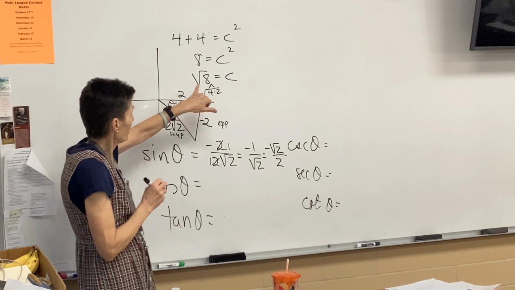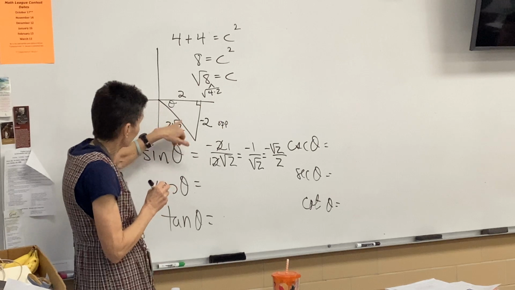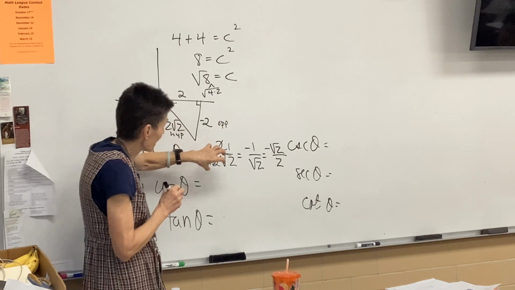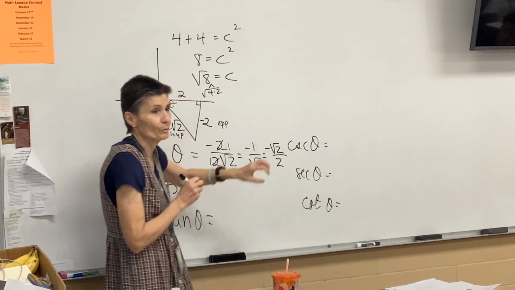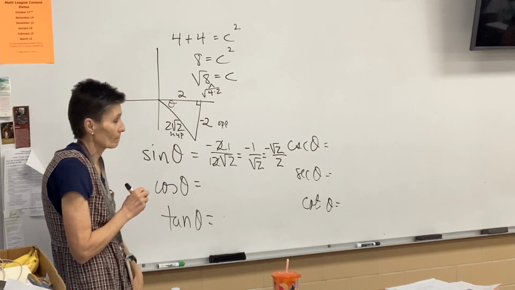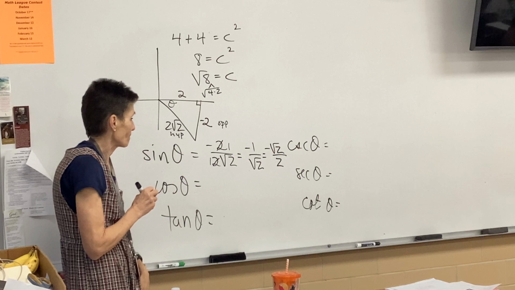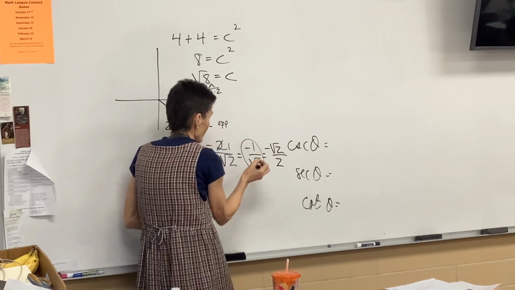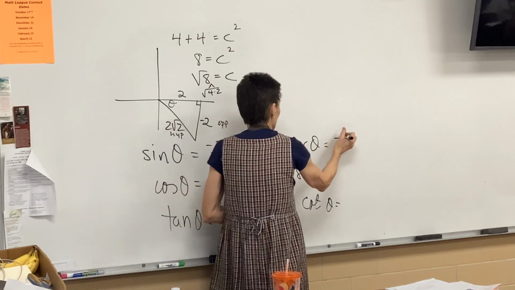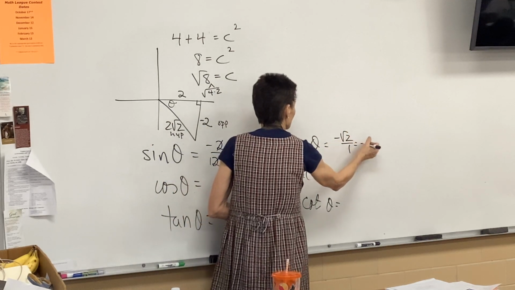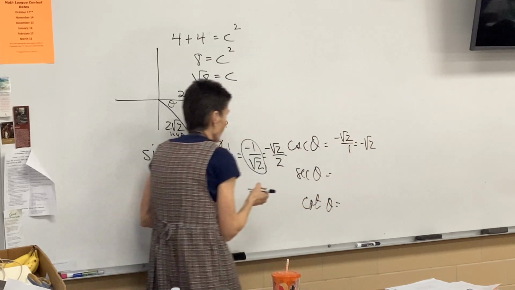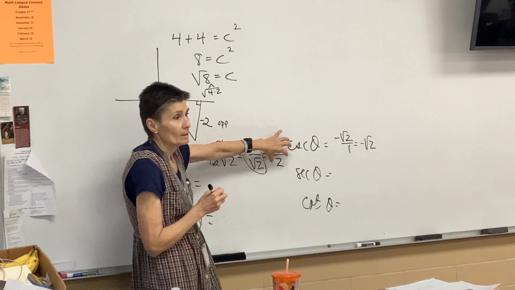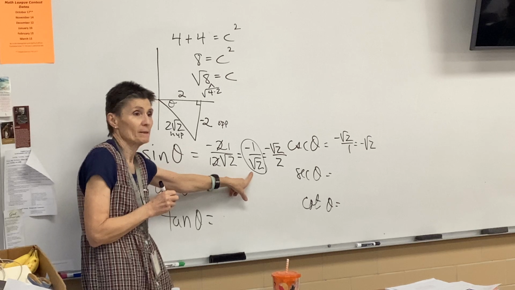Because of the fact that the hypotenuse simplified, we have extra work we have to do as we go along. Now when I flip it to get my cosecant, I'm going to flip it right here. So -√2 over 1. Remember, you can flip it at any point, but it's going to be easiest to flip it here.